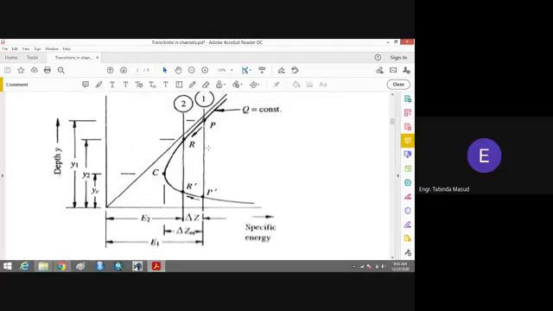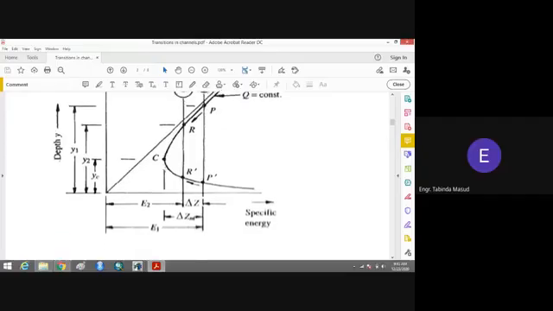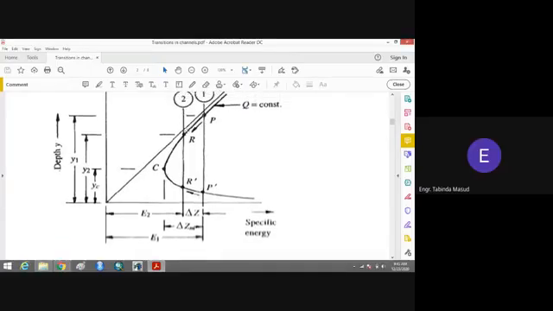Now, what happens if you further increase the height of the hump? When you increase the height of the hump, section 2.2 will come towards the downstream side in the specific energy diagram, and finally it will join this point C. When it comes to point C, you will say that here we have the critical depth of the flow, and the specific energy will be minimum here.